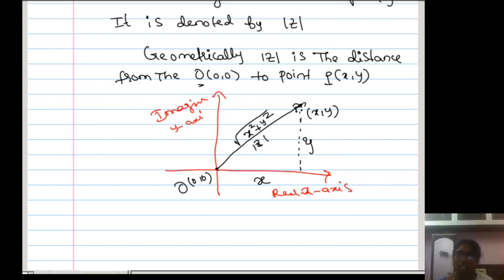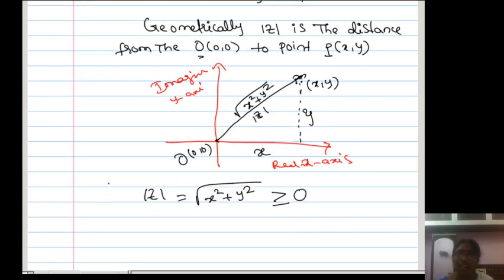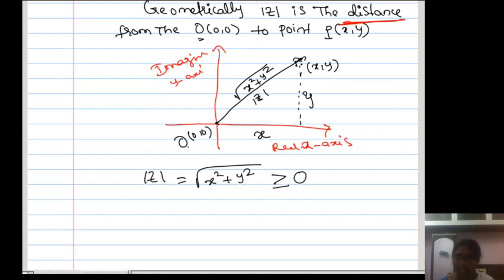So finally, what is the mod z here? Under root x square plus y square. Already you know that definitely it is greater than or equal to 0. It is non-negative. I am saying it is a distance. Are you getting the distance as a negative number? No, distance is always positive only, or maybe 0 also. When you are getting 0, anybody?